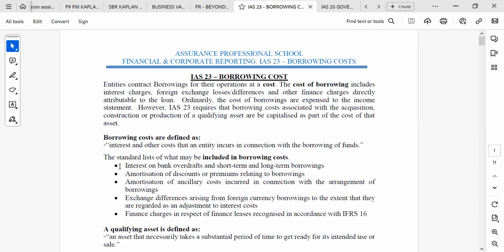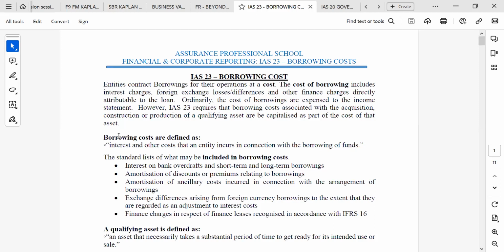Okay, let me take the borrowing cost again. Borrowing cost is defined as interest and other costs that an entity incurs in connection with the borrowing of funds. Any interest that you are going to be paying on an amount that you have borrowed, or on a loan, is what we call the borrowing cost. Even the transaction cost or processing fee that you pay to obtain the loan facility is also a borrowing cost. So any cost that is associated with borrowing of funds is what we call the borrowing cost.